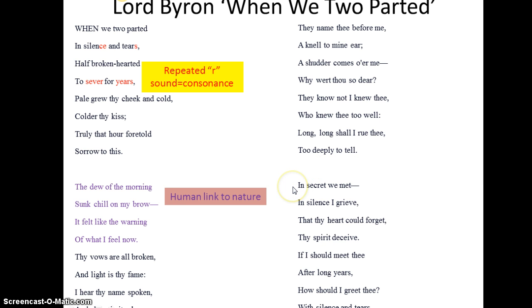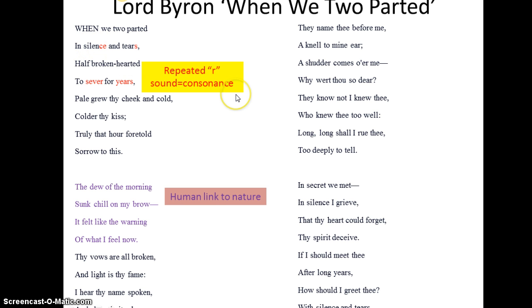Continuing on, in secret we met, in silence I grieve, that thy heart could forget, thy spirit deceive. If I should meet thee after long years, how should I greet thee with silence and tears? And there's a repetition of silence and tears as in the closing and the opening of the poem.